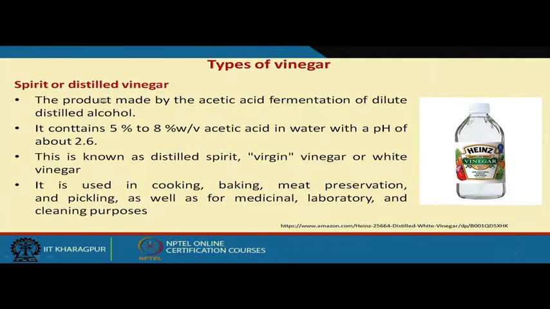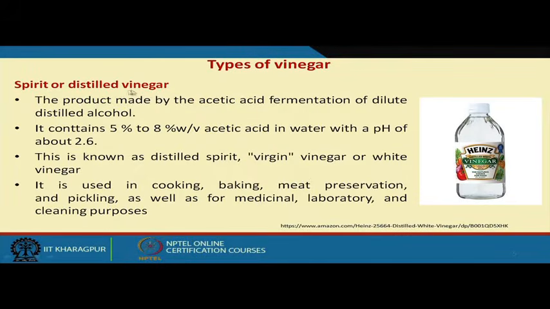Now, another type of vinegar that is available is what we call spirit or distilled vinegar. This is usually produced from distilled alcohol, because during the alcohol making process I told you that alcohol has a boiling point of 78 degrees centigrade. So alcohol is separated out by the distillation process. After separation, we take this alcohol out and, with the help of Acetobacter aceti, it is converted to acetic acid, and then we call it spirit vinegar.